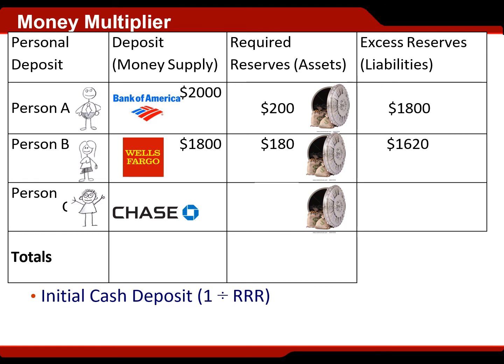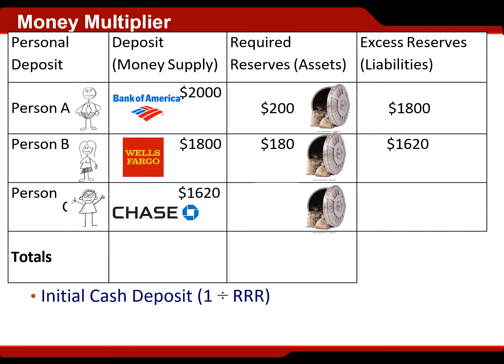And so Wells Fargo is going to lend him the $1,620 of excess reserves that they just got from person B's deposit. Now, person C does not bank with Wells Fargo. He's going to take that $1,620 cash. He's going to get in his car. He's going to drive to the other side of town to his bank, which is Chase, and he's going to deposit the $1,620 cash in his checking account at Chase.